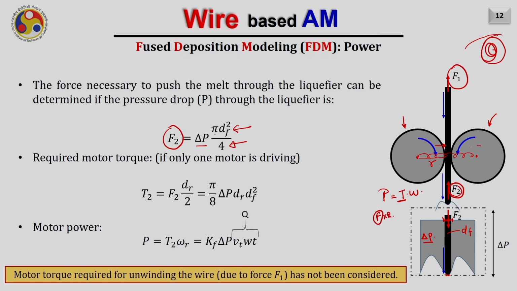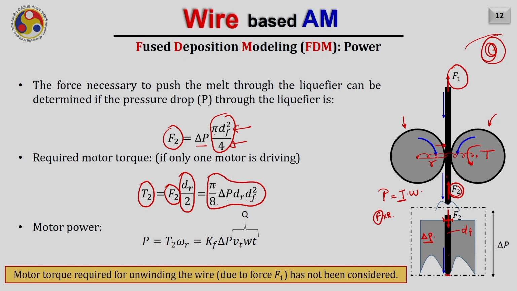Now, if the motor is rotating, the required torque will be T, and that torque required will be equal to the force required to push this wire against the liquefier multiplied by the radius of the roller, that is nothing but dr by 2. We have already seen that F2 will be equal to pi dF square by 4 into delta P. Hence, I am writing the torque required to push the wire into the liquefier will be equal to pi by 8 delta P into dr dF square.